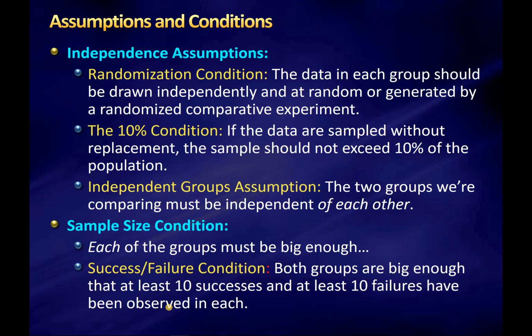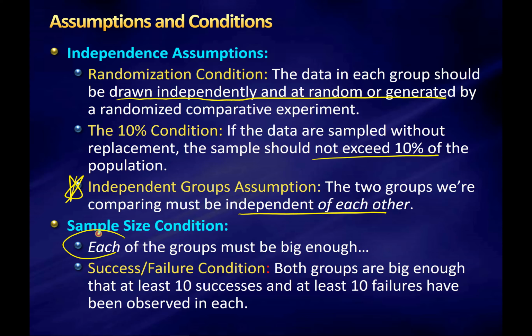Just a little bit of review. Those assumptions and conditions were virtually the same as what they had been before. We still had that we needed randomly drawn or randomly generated subjects. We needed 10%, which means that within each population, we could not exceed 10%. But we added this new one, the independent groups assumption. And that was that the groups had to be independent of each other. So that was our one main difference.